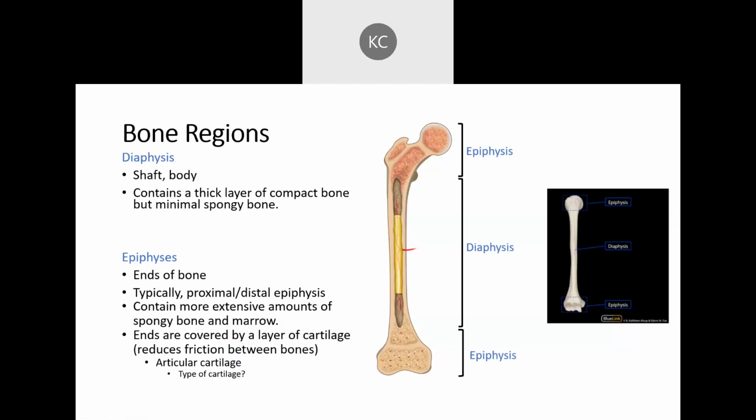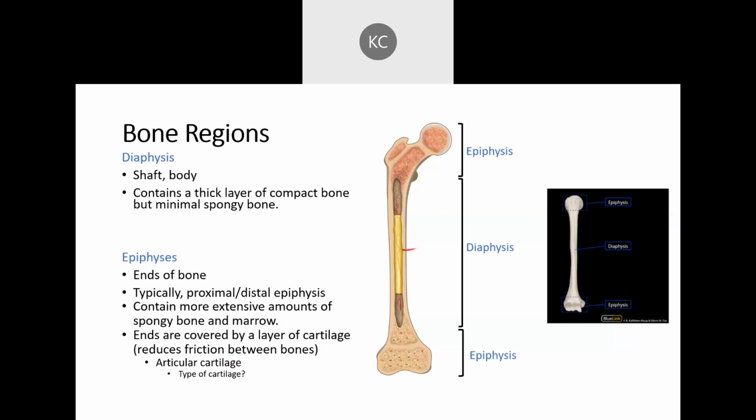Okay, so what type of cartilage is this? We named it articular cartilage, but what classification of cartilage is it? Is it hyaline cartilage? Is it fibrocartilage? Or is it elastic cartilage? So pause the lecture and try to answer it. The answer is it is hyaline cartilage.